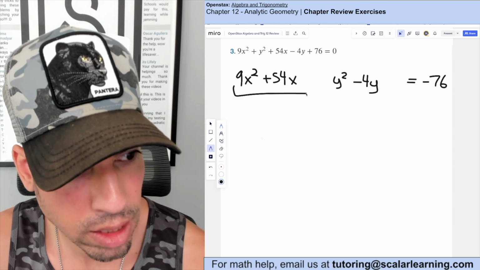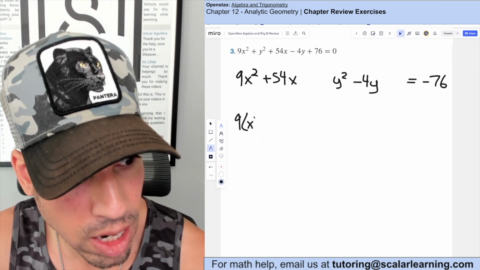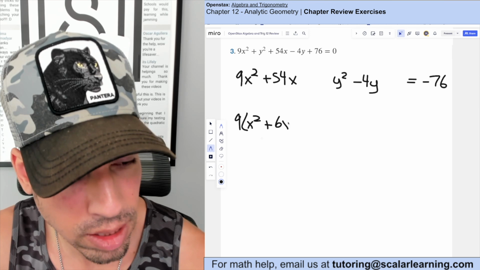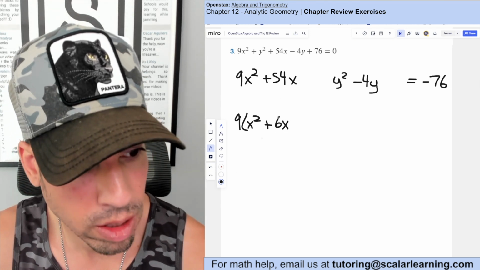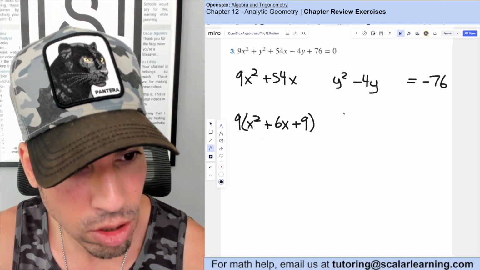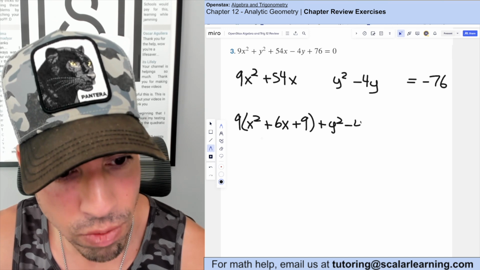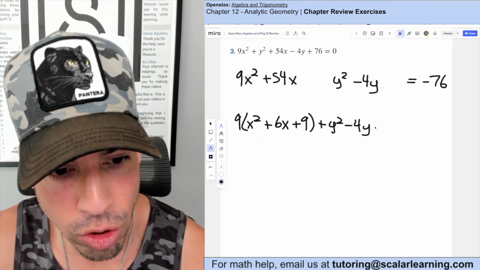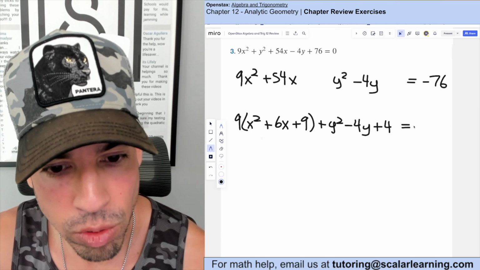Now what I'm going to do with the x's, I'm going to factor the 9 out. So then I've got 9 times x squared plus 6x. And in here, I'm going to complete the square. So I'm going to take half of this and square it. Half of 6 is 3, squared is 9. And then over here, we're going to complete the square as well. We're going to say y squared minus 4y. We're going to take half of 4, which is 2, and square that, which is plus 4, still equal to negative 76.